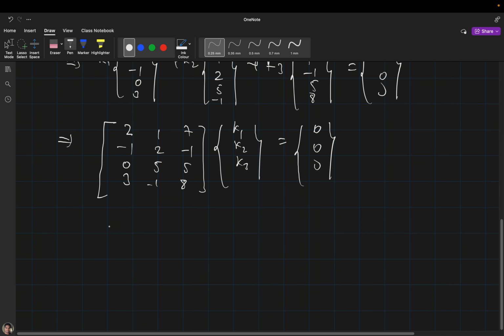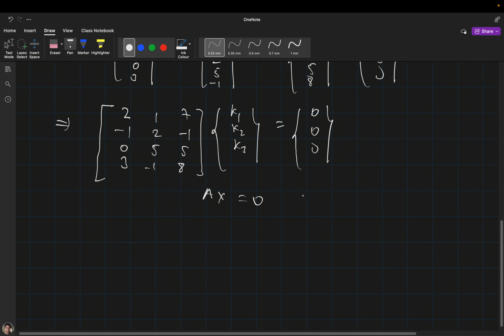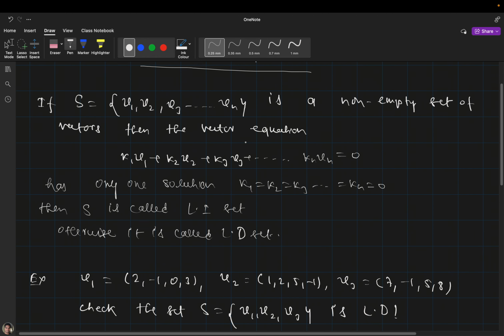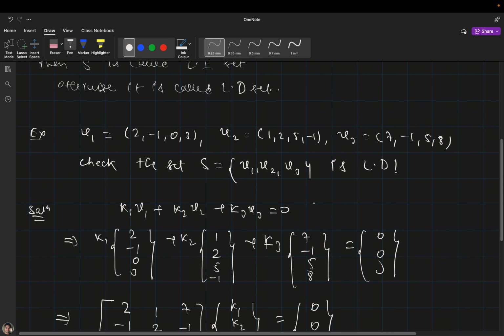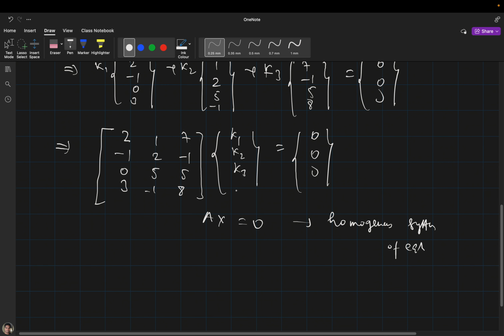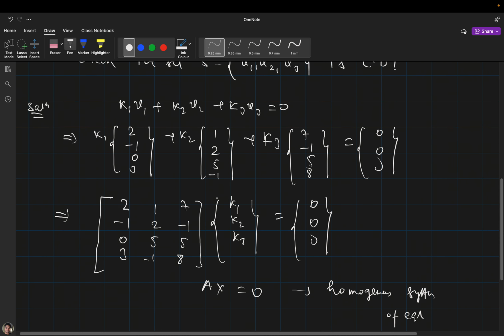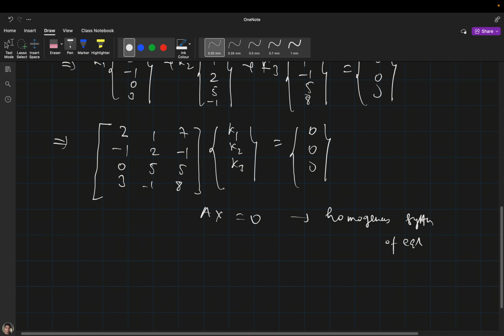So the first thing we have to do is, it is a kind of Ax equal to 0, right? It is a homogeneous system of equations. So the thing is, if we get a trivial solution here, what I'm trying to say, if we get k1 equal to k2 equal to k3 equal to 0, which means we get the trivial solution. If we do not get the trivial solution, which means that the system is linearly dependent. Is it fine?